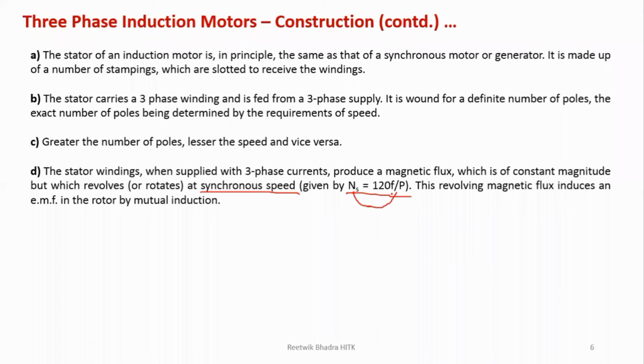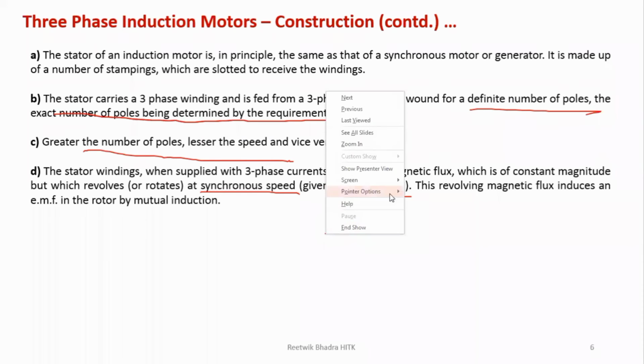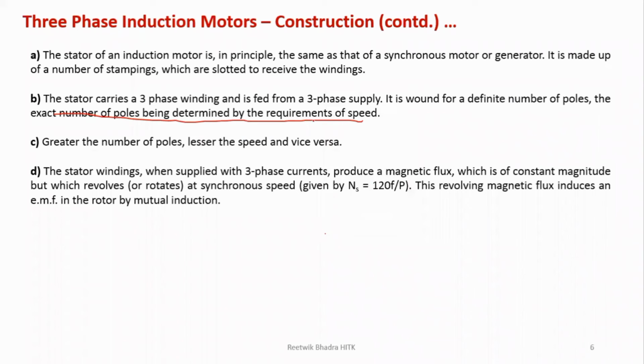So it is inversely proportional to P. As pole decreases, speed increases; as pole increases, speed will decrease. That's why this point is required. A definite number of poles will determine your requirement of speed. So that is how speed and pole are dependent. For now, just keep in mind all these four points. We'll discuss this in detail in our next lecture.